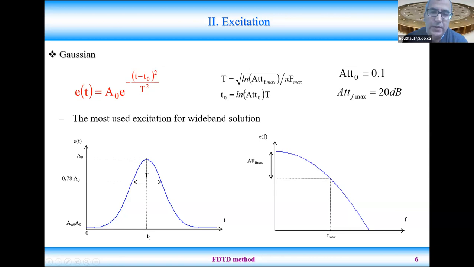And that T squared we can choose like this, and the t naught we can choose like this. So the attenuation at f max will be this attenuation at the maximum frequency, and t naught will be in time domain, the attenuation in time domain actually here. Usually these are empirical values that are used, but you can also modify them depending on your problem. So for example, if you use 0.1 and here 20 dB, this kind of value has been used before.